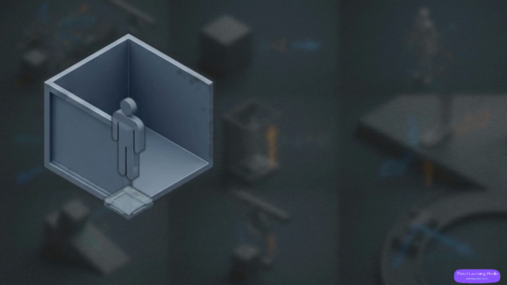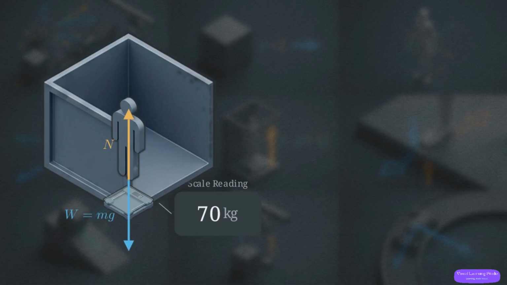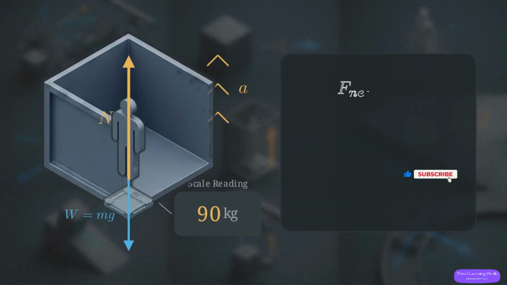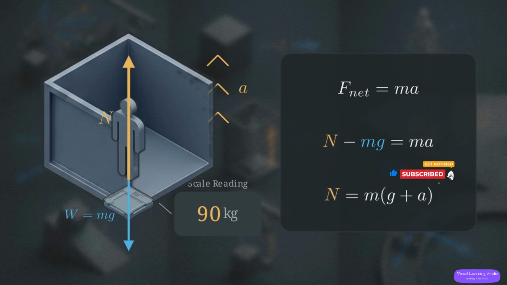When you stand on a scale, it doesn't measure your mass. It measures the upward normal force the floor exerts on your feet. While the lift is still, your downward weight and that upward push are in balance. When the lift accelerates upward, the floor must push harder to move your mass. That normal force increases, which the scale records as a higher weight. This apparent weight is calculated by your mass multiplied by gravity plus the lift's acceleration.